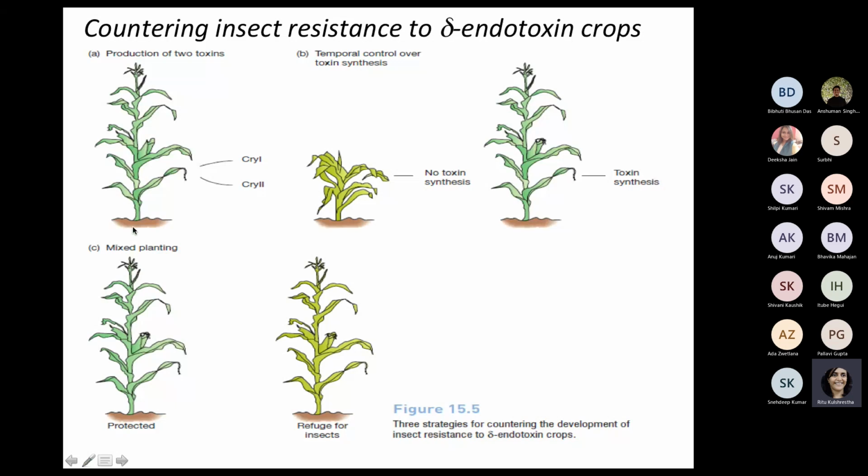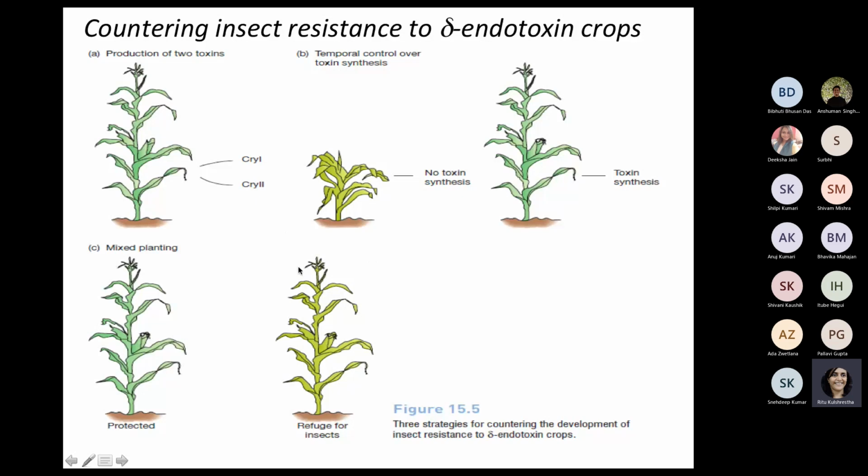And the third strategy that scientists thought can be effective is the method of mixed planting. That is, in a field where these transgenic plants are growing, how about you also grow these sensitive plants, these wild type plants, with the idea that there will be insects which will be feeding on these transgenic plants, and there will be insects which will be feeding on these sensitive plants. So at a time in a particular field, we will have the insect population.